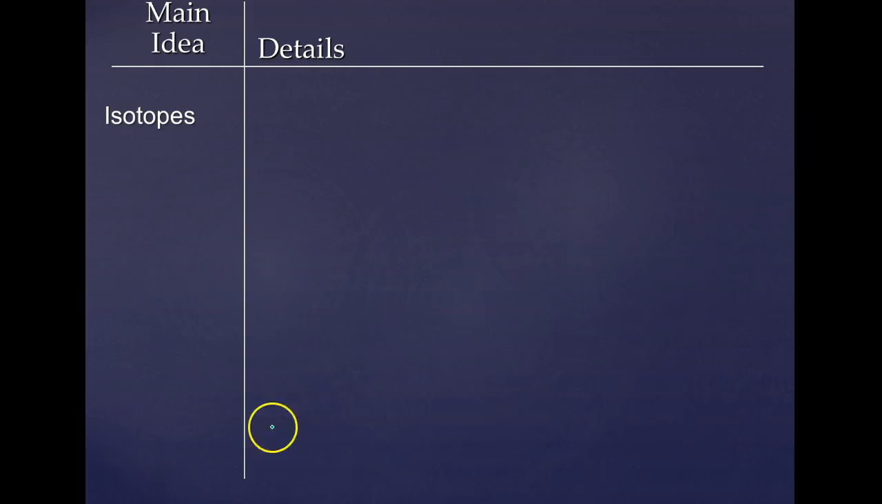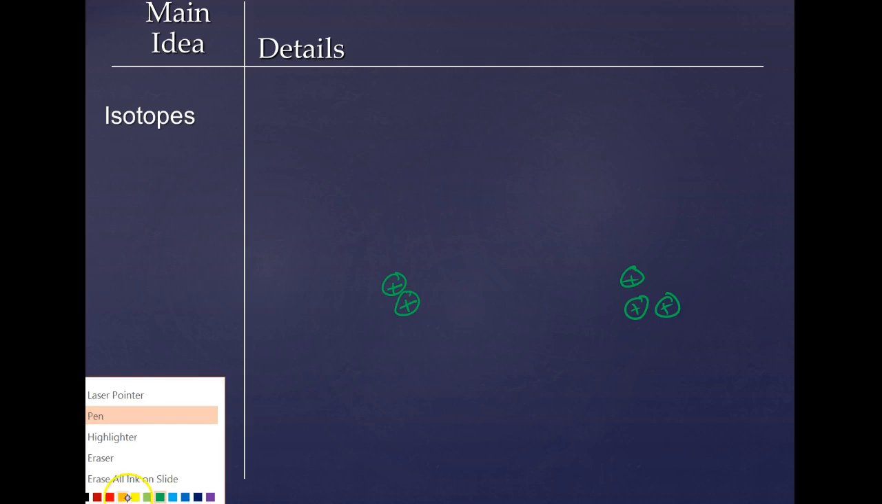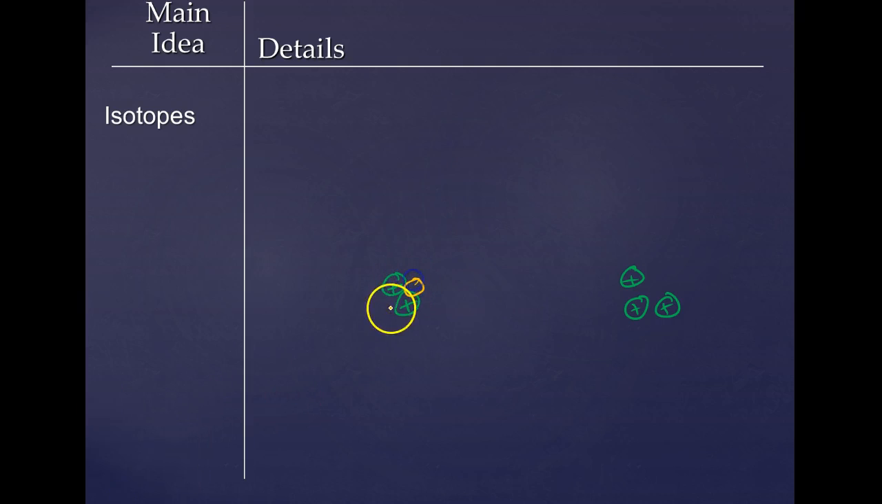Okay, so if we have isotopes, if I have an atom with, let's say, 2 protons in its nucleus, and another atom with 3 protons in its nucleus, let's give these guys some neutrons. Let's say one of them has 3 neutrons and the other one has 4. The question is, are these isotopes of each other? And the answer is no, they are not isotopes of each other.